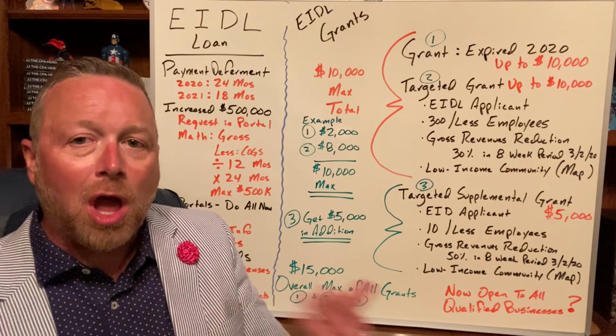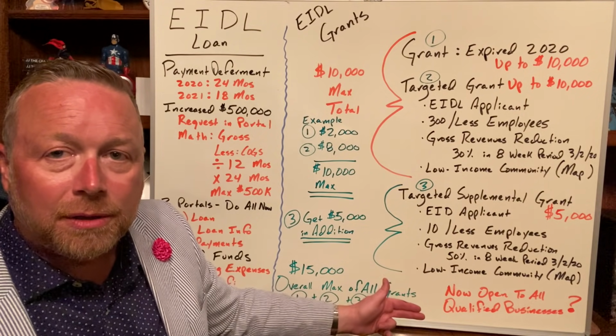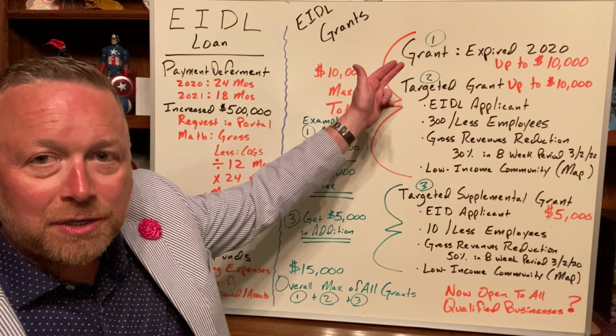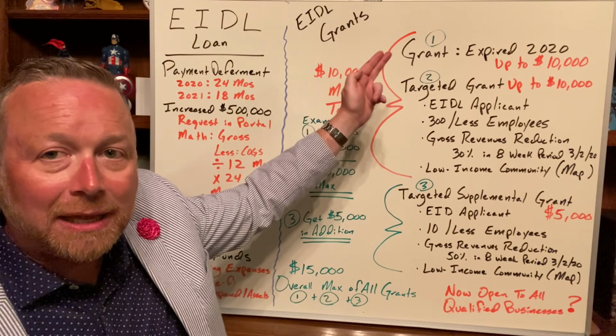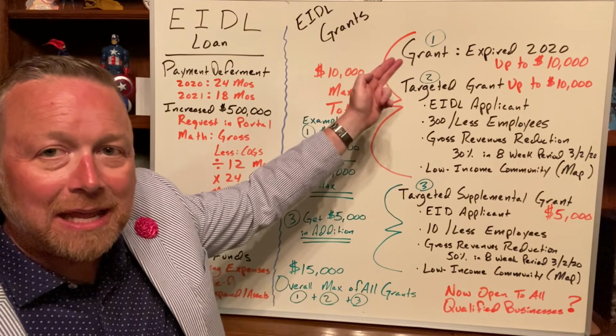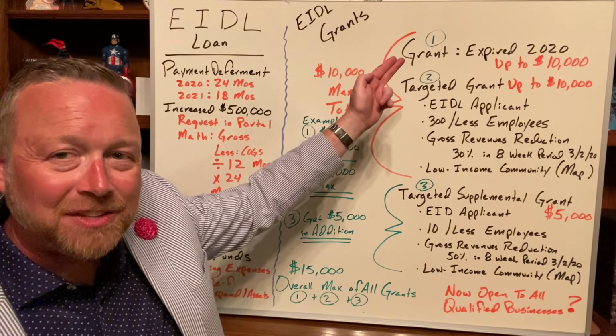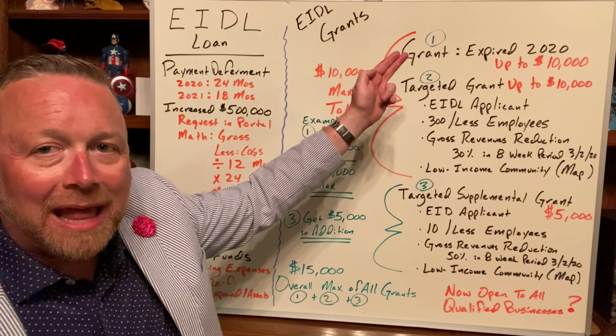Now, let's talk about these three different grants. Now, this one has expired, meaning it's no longer in existence. That's just your plain vanilla EIDL grant. Many called it the advance. So the EIDL grant and the EIDL advance, those in essence were the same thing, synonymous, expired last year.